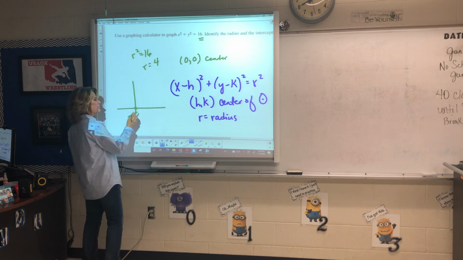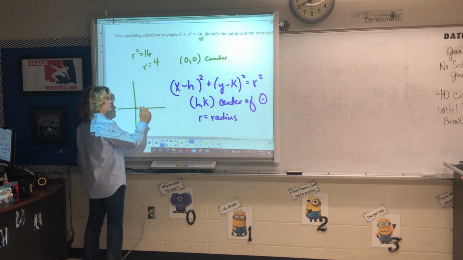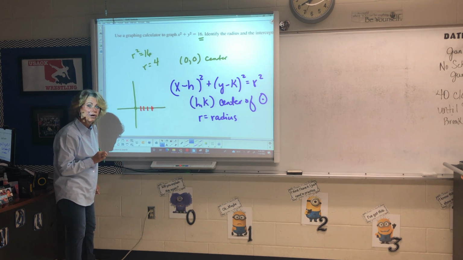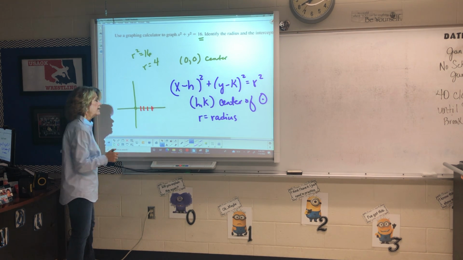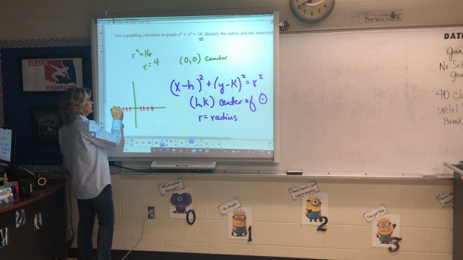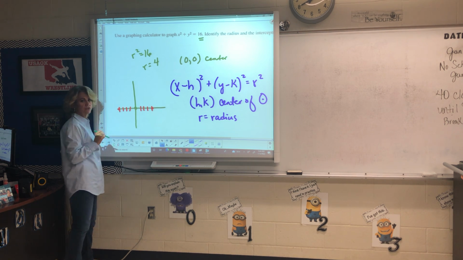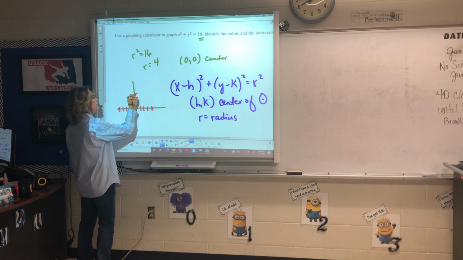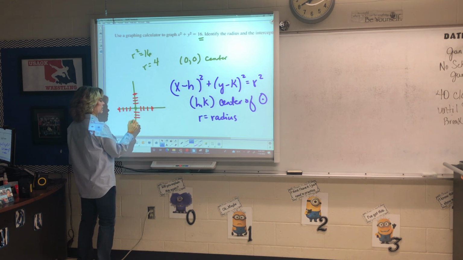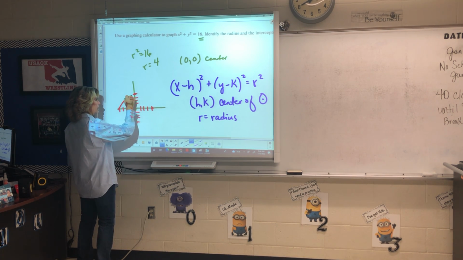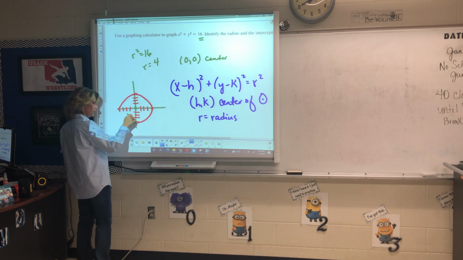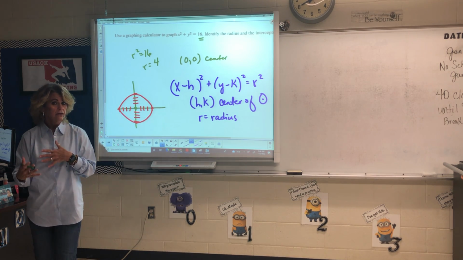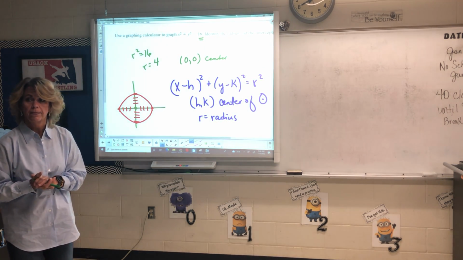So if my center is here and my radius is 4, 1, 2, 3, 4. There's the point on the circle, yes or no? And then 1, 2, 3, 4. There's a point on the circle, right or wrong? And then I go 1, 2, 3, 4, and then I draw in my circle. That's not too bad. Do you guys see what I'm saying?